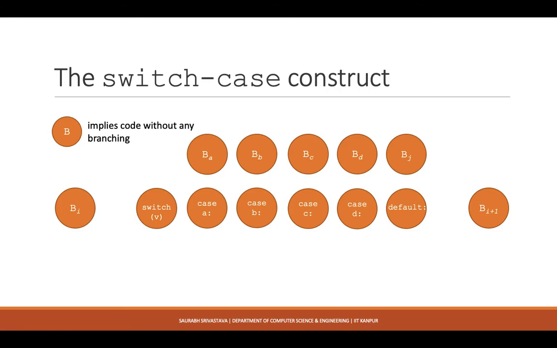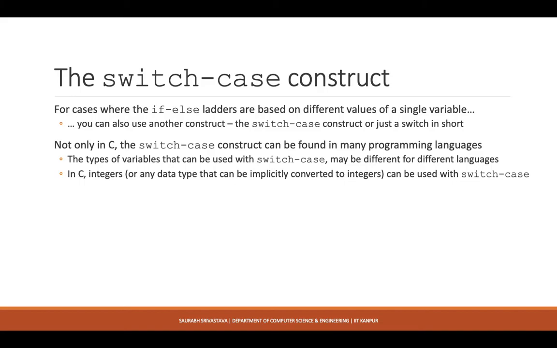Okay, the overall idea is that for one particular value, I would like one of these blocks to be executed based on whichever is the value. And by the way, this is not only applicable to C.